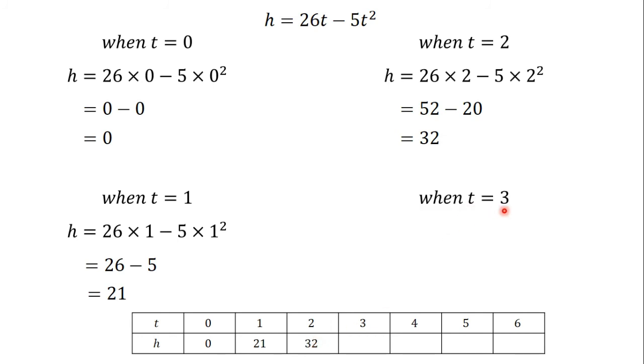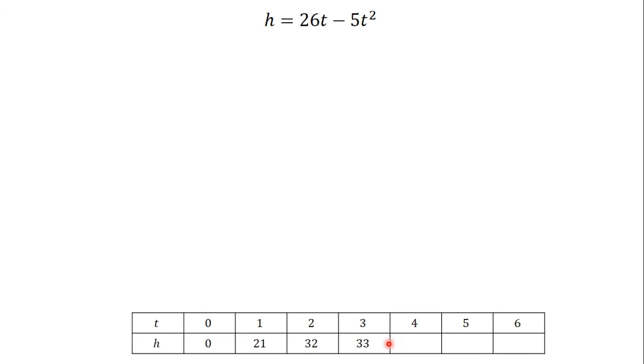The next t value is 3. When t is equal to 3, h will be equal to 26 times 3 minus 5 times 3 squared. And this will give us 78 minus 45. 78 minus 45 is 33. So when t is equal to 3, h is equal to 33.